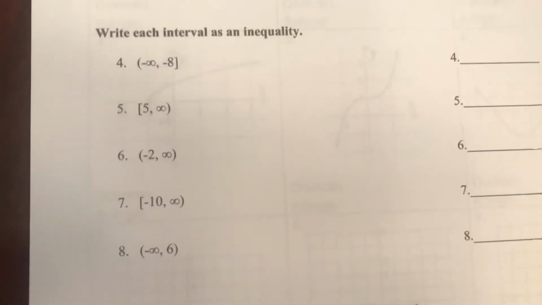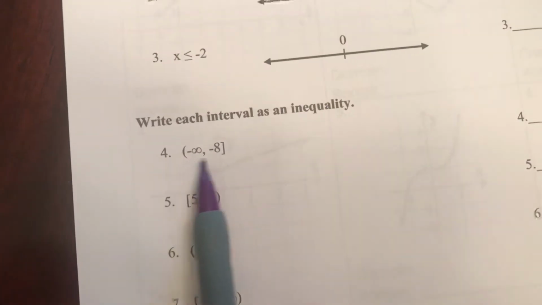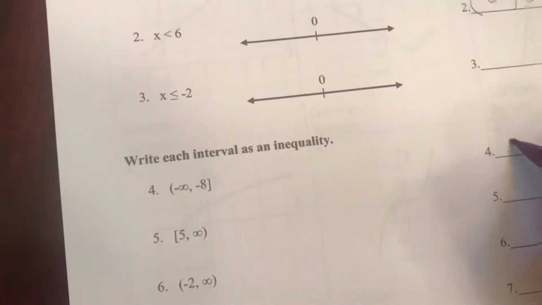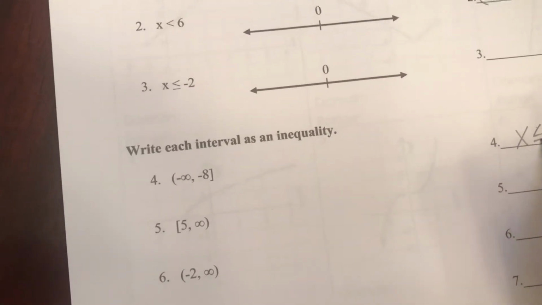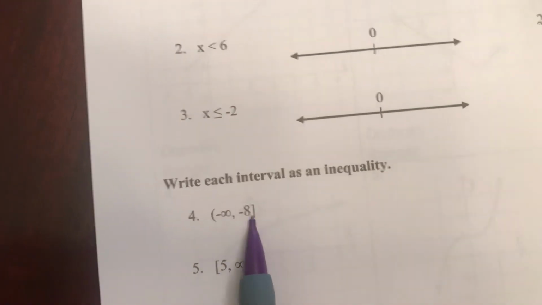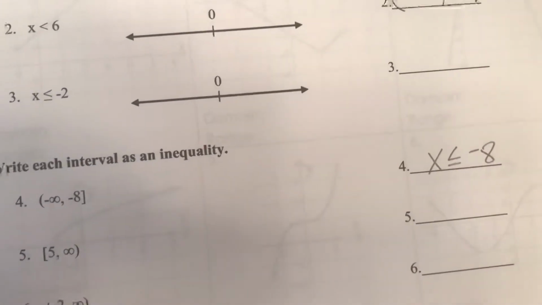And then the bottom section here, you're just doing the same thing but reverse. If you're going from negative infinity to negative 8, that's less than negative 8, but it's also or equal because of the bracket right there. It can equal negative 8. So from negative infinity to negative 8 is less than or equal to negative 8.